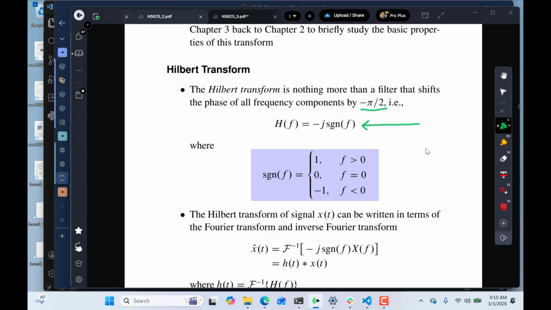But SGN is the mathematical terminology, the signum function, and it's a piecewise function. So it's a function that's positive 1 for f greater than 0, and -1 for f less than 0, and 0 at f equals 0. So this applies that phase. If we put it in the context of -j out in front of the signum function, it means it's going to be 90 degrees on one side and -90 on the other side.